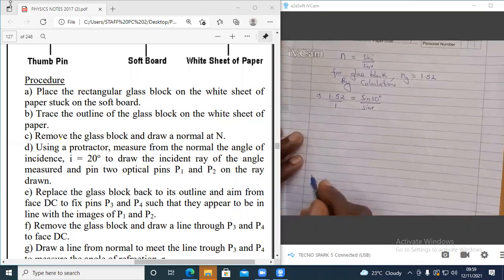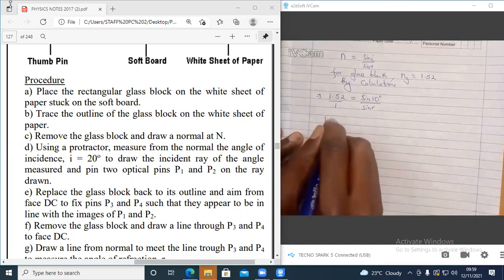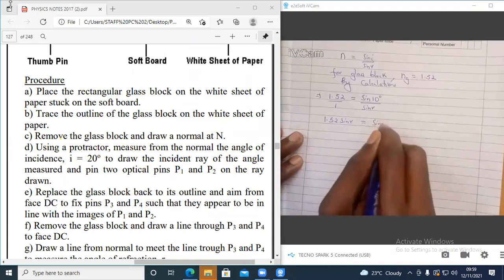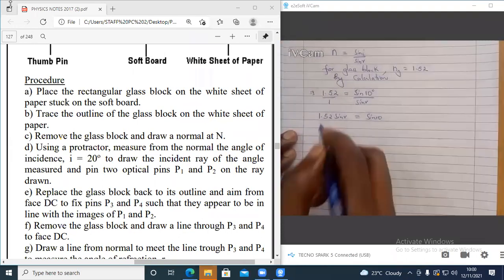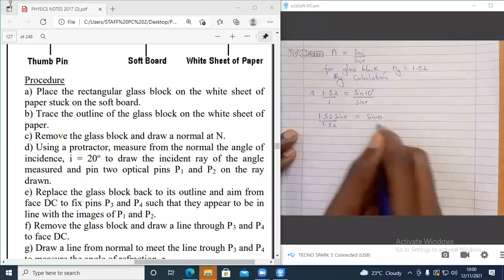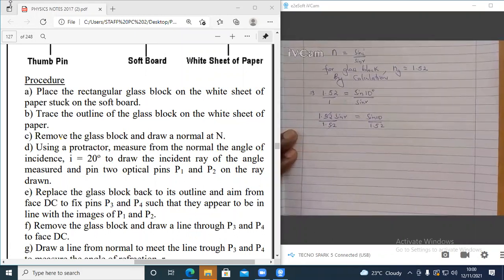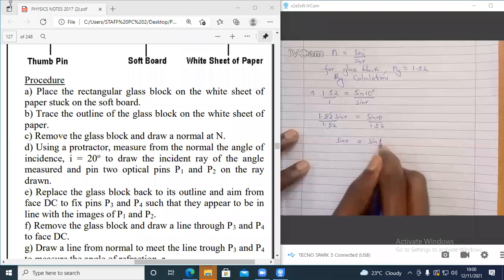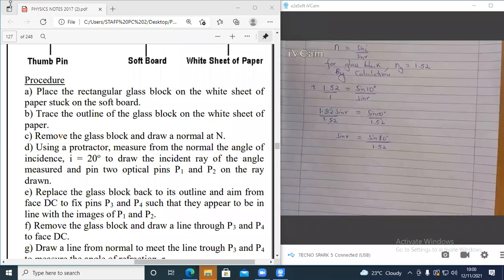You cross multiply, and you find you shall have 1.52 sine R equals sine of 10. So divide all through by 1.52, so this and this will cancel out. You find that sine R is equal to sine of 10 degrees divided by 1.52.